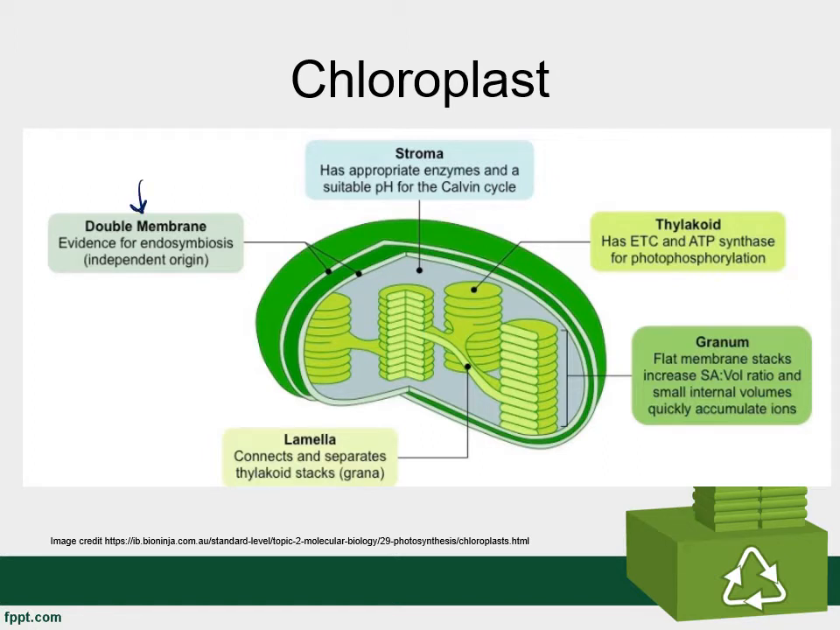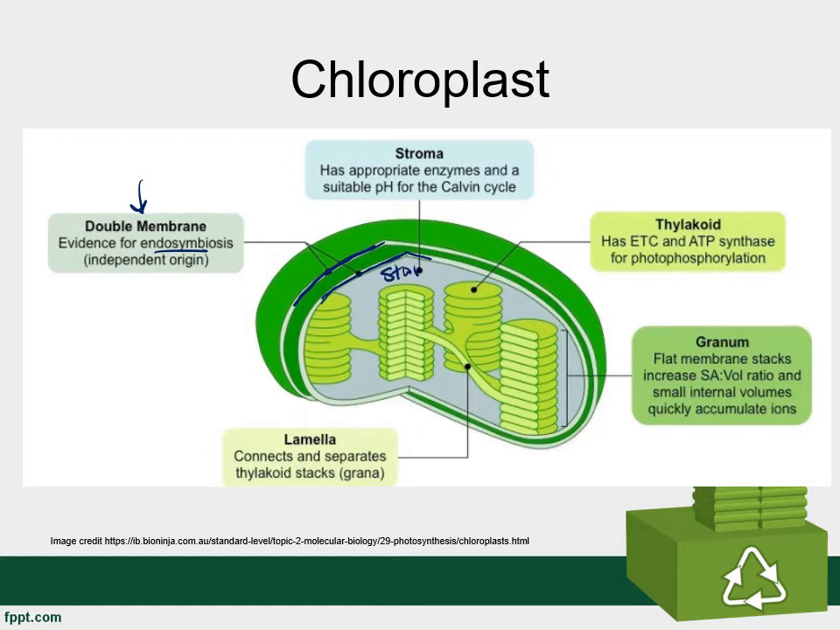Chloroplasts have double membranes. This is evidence for endosymbiosis. So we've got this outer membrane and inner membrane. We're pretty sure that inner membrane came from the original bacteria that was engulfed. This second outer membrane is the membrane that was formed by the vesicle that was formed during endocytosis. Inside the double membrane, we have the stroma.